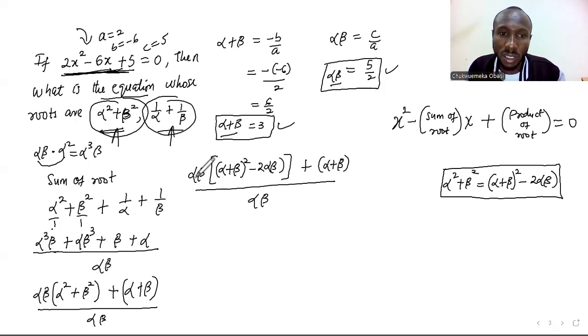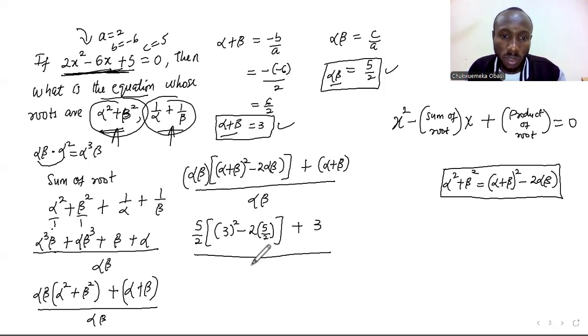Now you see we are already getting it. So alpha beta is already here, and that is 5/2. So I'll just plug 5/2 right here. Then this one, alpha plus beta, is already 3, and that is going to be 3 squared. Are we getting it? 3 squared. Then minus 2 times alpha beta, which is 5/2. I hope you're getting what I'm doing here. So like that, we are done with this one, right? Alpha beta is 5/2. Then plus alpha plus beta, which is just 3, all divided by alpha beta, which is 5/2.